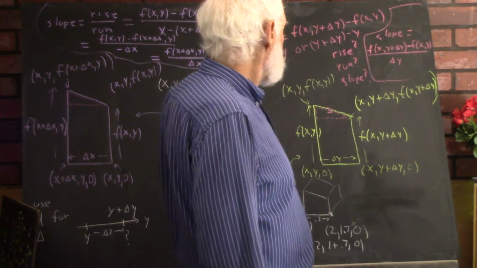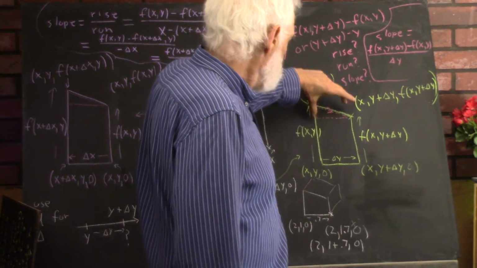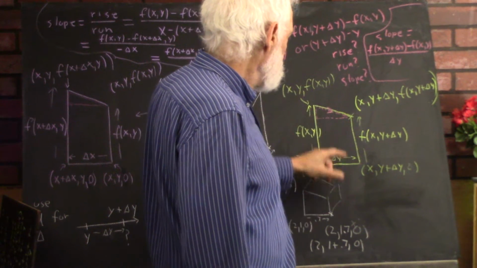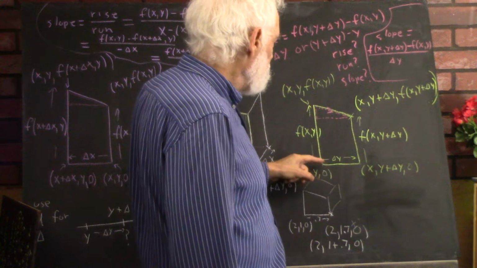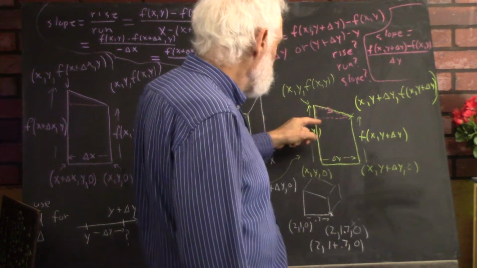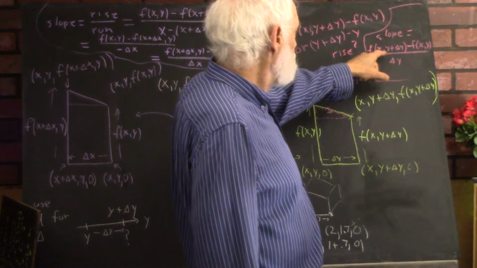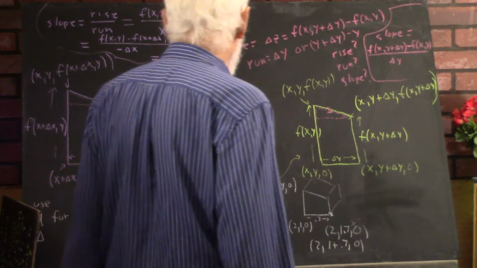Here it is. The run is from here to here. These lines are perpendicular to both of these sides, so this is a rectangle, so this is equal to this, and delta y goes in this direction, so the run is delta y. So that the slope is f of xy plus delta y minus f of xy divided by delta y.